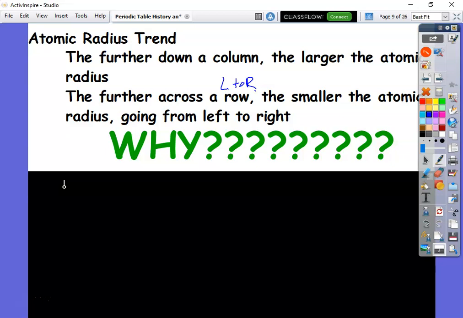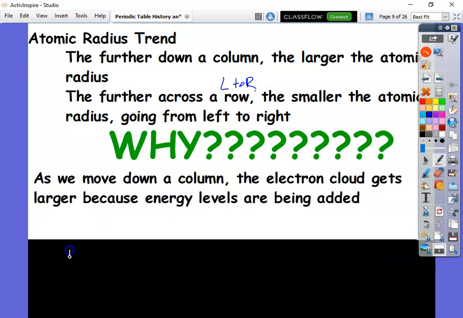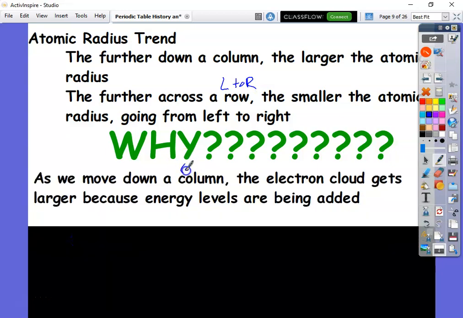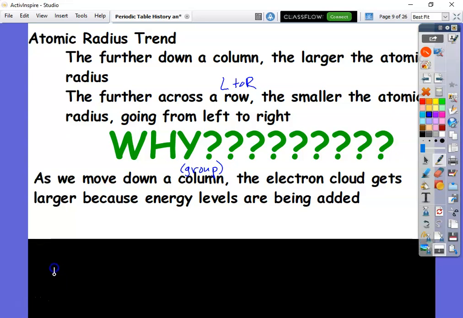So here we go. Why are atoms bigger as we go down a group? As we go down a column or group, the electron cloud gets bigger because energy levels are being added to the atoms. Think about what I just said a few moments ago. Every row on the periodic table indicates another energy level of electrons being added. So if we're talking about the first row of atoms, there's one energy level. And I'm going to use the Bohr model of the atom here, even though we know that our modern model doesn't have rings in it, but my rings are representing energy levels. If we're in the second row of the periodic table, there are 2 energy levels of electrons.